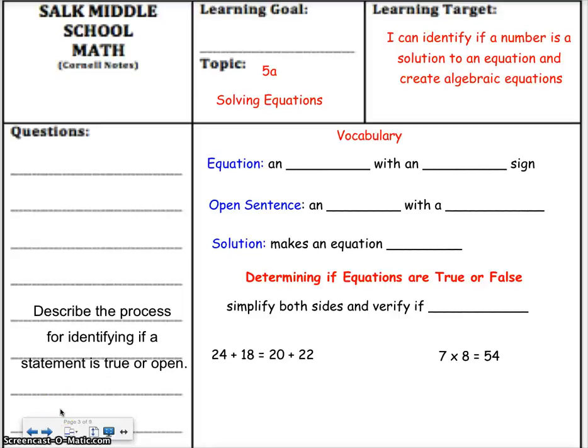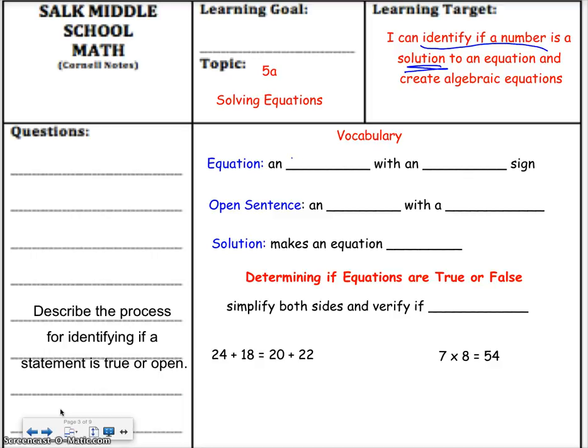On to Unit 5, which is all about equations. So we need to develop the definition of a few vocabulary words before we work and apply our knowledge with equations and formulas and solving and that kind of stuff during this unit. What you can do today, you can identify if a number is a solution to an equation, and you can also create algebraic equations given a word problem or word phrase.